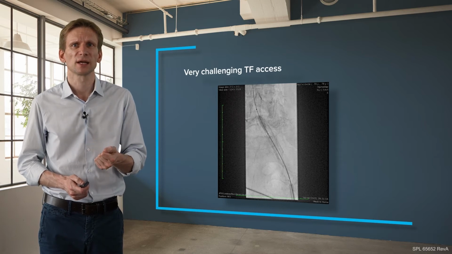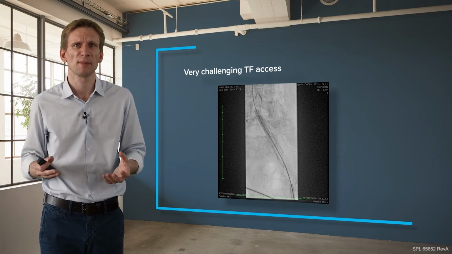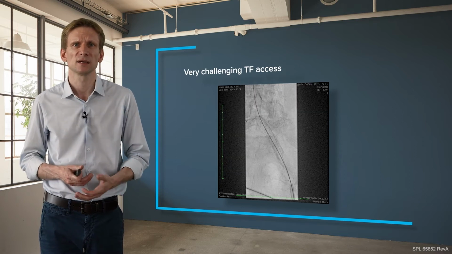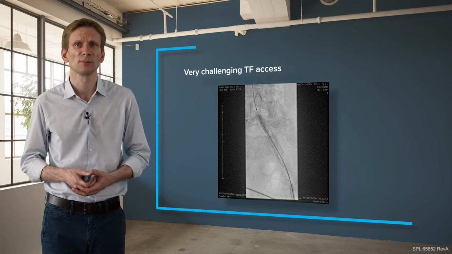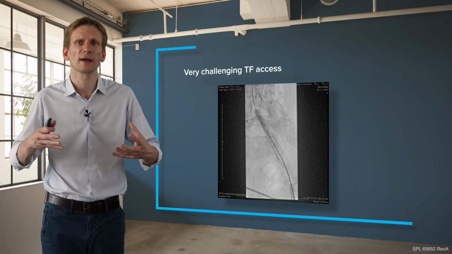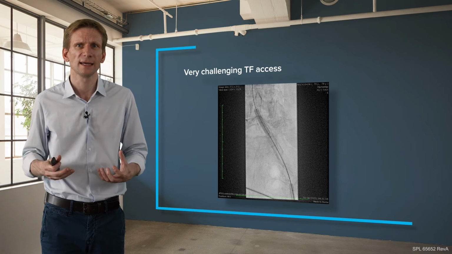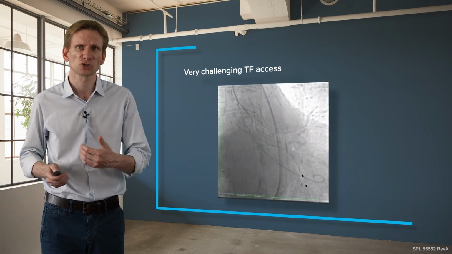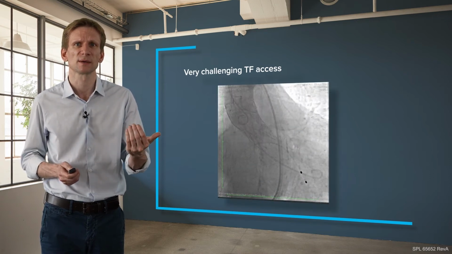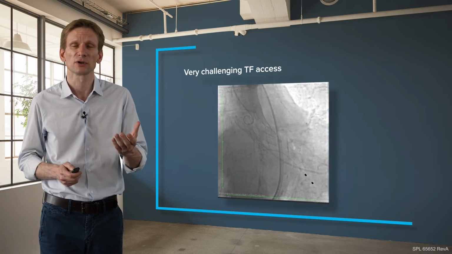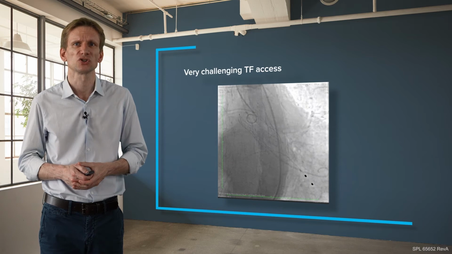Afterwards, in this particular case, because the reference vessel diameter of this patient was even larger than 7 mm, we even added a non-compliant 8 mm balloon to further expand this vessel and maximize the luminal gain. And then after that, we crossed with our transfemoral delivery system. We implanted our transcatheter heart valve successfully.